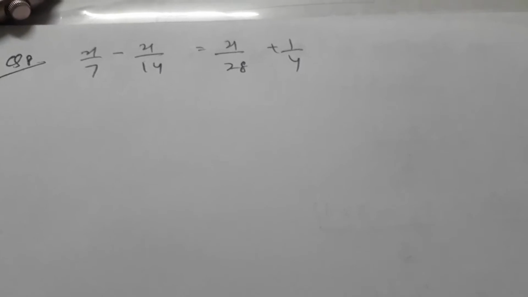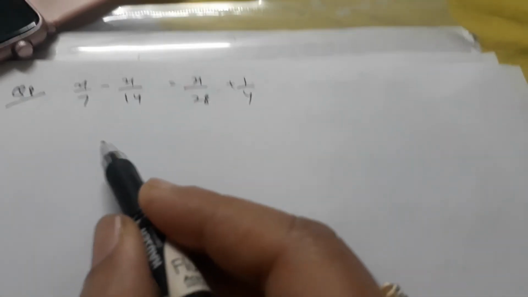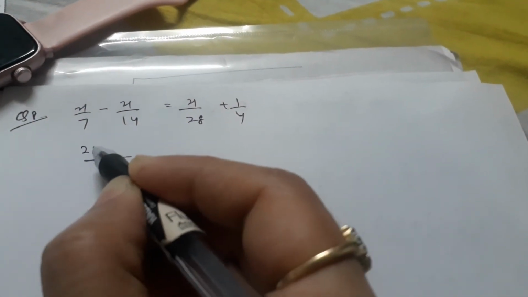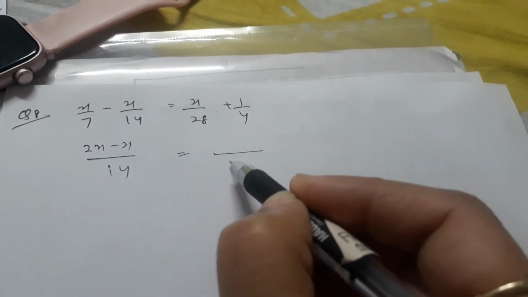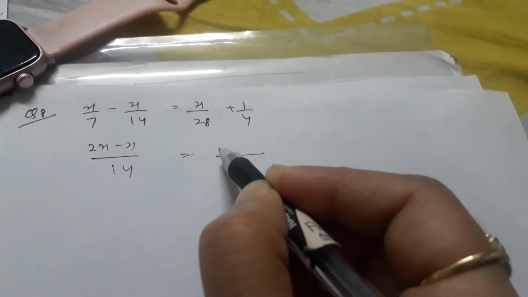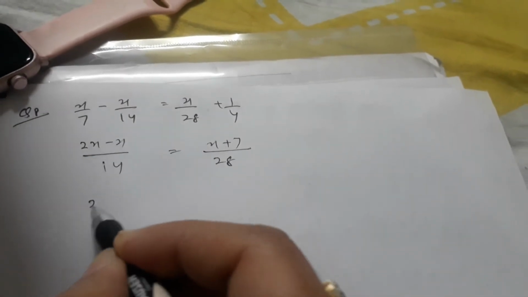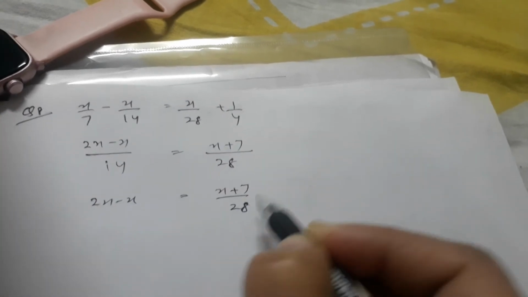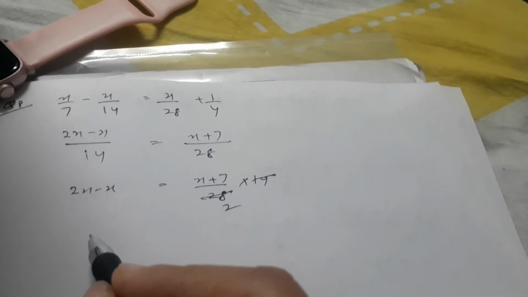So the 8th part is x by 7 minus x by 14 equal to x by 28 plus 1 by 4. So let's check out how to solve it. The LCM would come out as 14, and in the numerator 2x minus x would be there, and here also the LCM would come out as 28 and x plus 7. Now in our next step, 2x minus x is equal to (x plus 7) by 28 multiplied by 14. 14 ones are 14, 2s are 28.